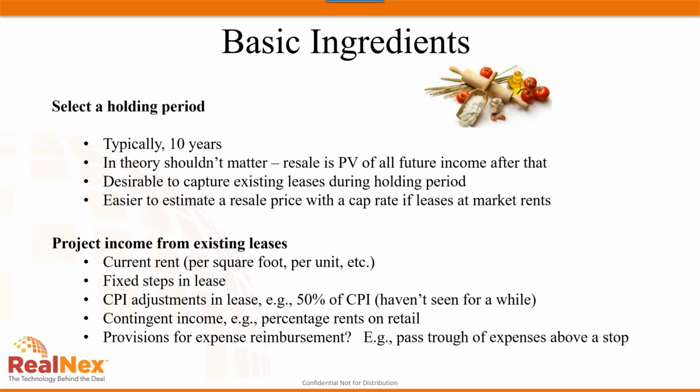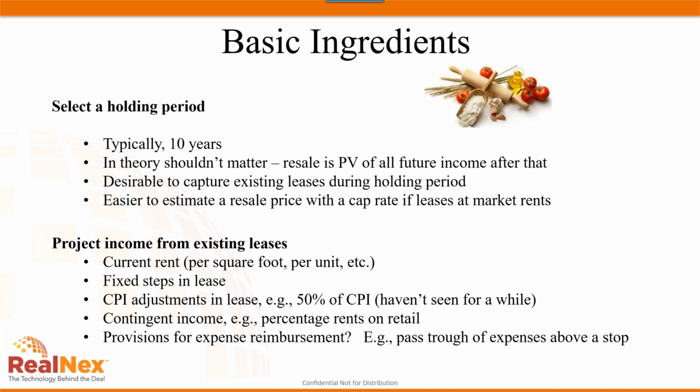Fixed steps aren't quite the same thing, because you never know if inflation is going to be more or less than what was expected. So the idea of CPI adjustments was to adjust for exactly what inflation was, usually some percentage of whatever the increase in the CPI was. There could be contingent income, like percentage rents on retail space. So we need to account for that. And then a really important one, and probably next to capturing all the details of the leases in terms of the rental income, would be capturing the expense reimbursements, which is really part of the rental income.